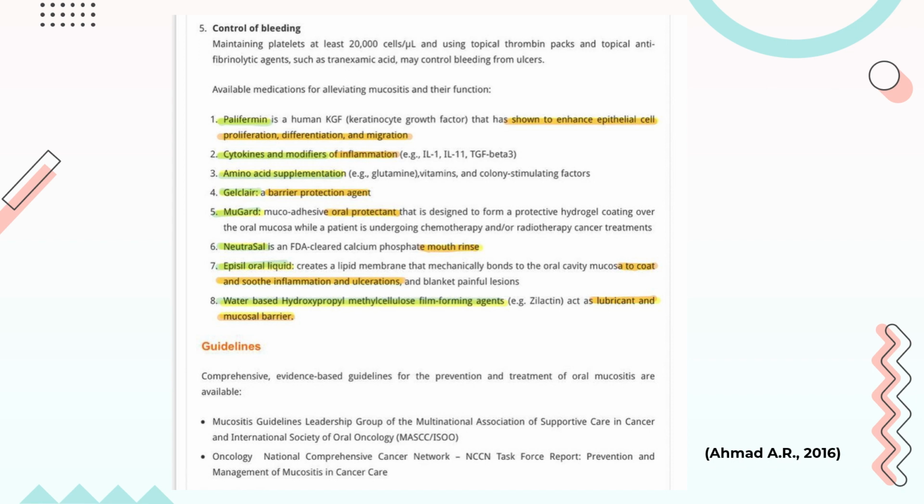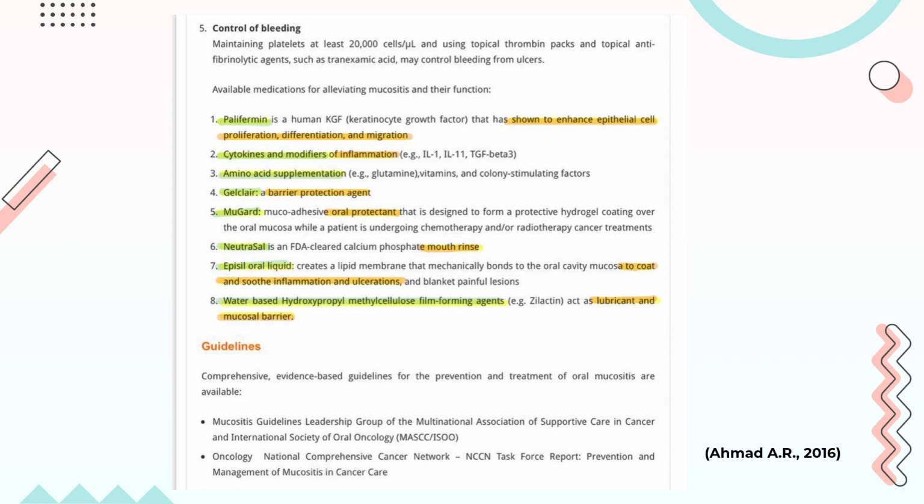There's also Gelclair, which serves as a barrier protection agent. Next is MuGard, which is a mucoadhesive oral protectant to form a protective hydrogel coating over the oral mucosa as the patient is undergoing chemo or radiotherapy cancer treatments. Next is Nutracell, which is an FDA-cleared calcium phosphate mouth rinse. There is also Episil oral liquid, which creates a lipid membrane that mechanically bonds to the oral cavity mucosa by coating and soothing the inflammation and ulcerations. It is also to blanket the painful lesions. Lastly, a water-based hydroxypropyl methylcellulose film forming agent which acts as a lubricant and mucosal barrier. This is perfect for the treatment of oral mucositis.